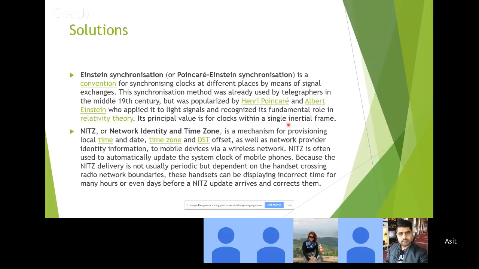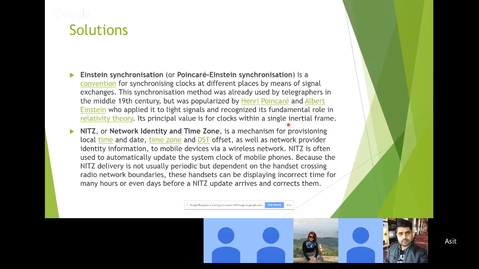There are also other solutions proposed, called the Einstein synchronization, which was invented by Poincare and Einstein. It's basically for clock synchronization at different places. They synchronize the clock through signal exchanges. This method was used by telegraphers in the middle of the 19th century, and it was popularized by Henri Poincare and Albert Einstein, who applied it to light signals and recognized its fundamental role in relativity theory. Its principal value is for a clock within a single inertial frame. So that is one of the solutions.